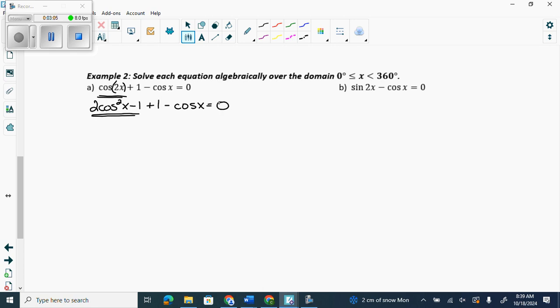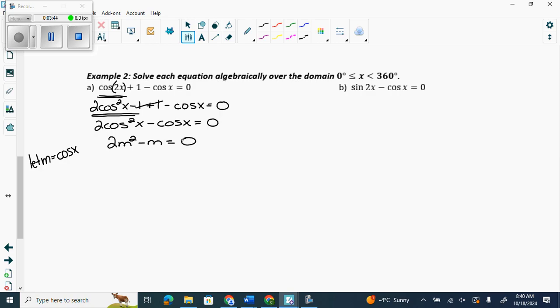What do I do next? I collect these ones. Negative 1 plus 1 cancels. So I'm left with 2 cos squared x minus cos x equals 0. The moment I have a squared, I have to get everything to one side set equal to 0. Every time I have a squared, right? Then if the coses are overwhelming, if you take cos out, cool. If the coses are overwhelming, go let m equal cos x. And we get 2m squared minus m equals 0.